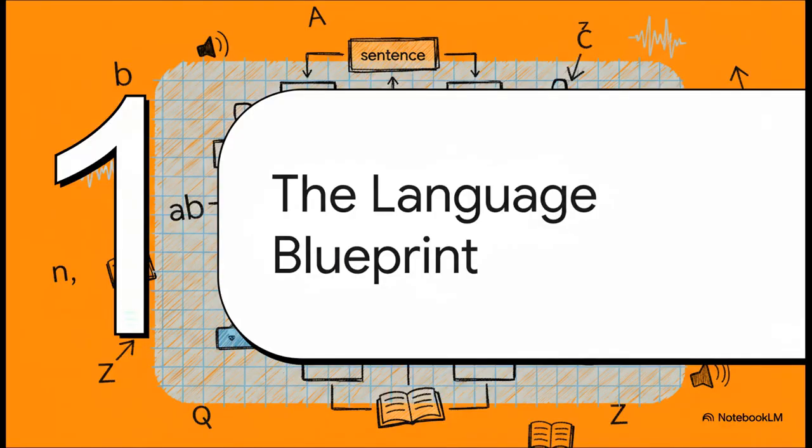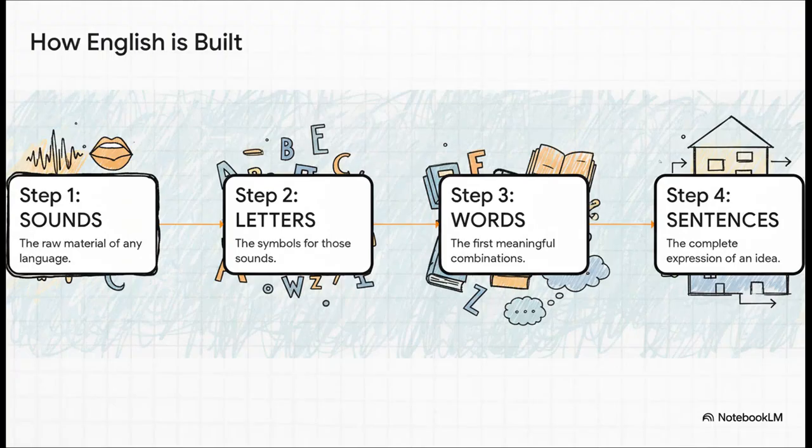Okay, so where do we even start building? Well, it turns out that pretty much every language on Earth is built using the exact same blueprint, so we're going to follow that blueprint step by step, right from the very, very beginning. And here it is. This is our whole roadmap, and it's just 4 simple steps.